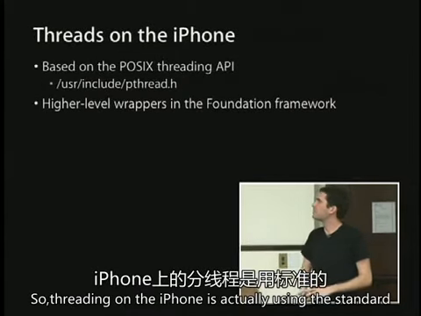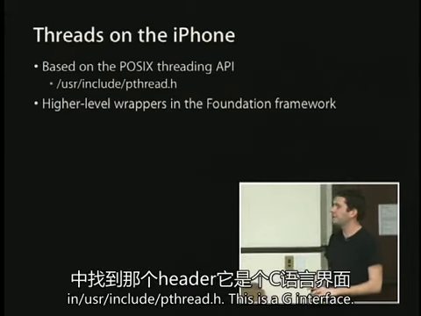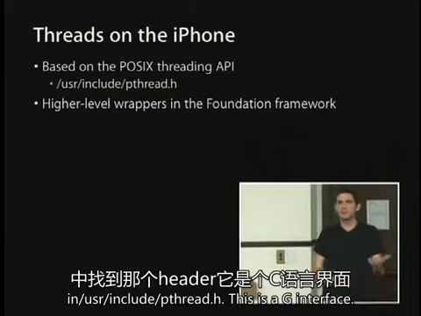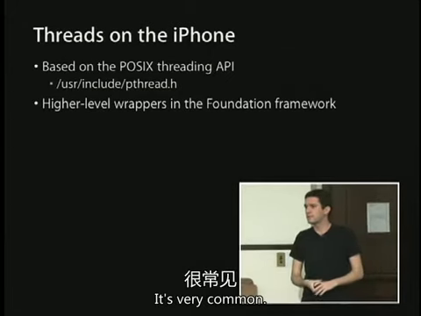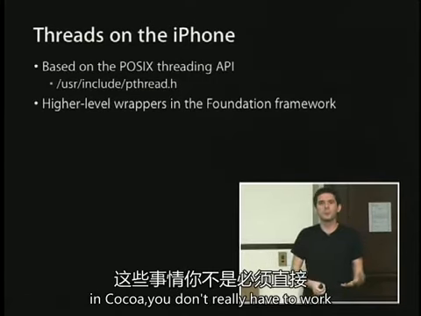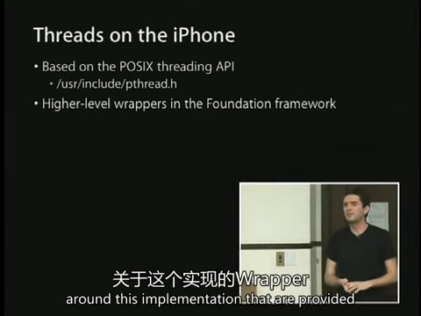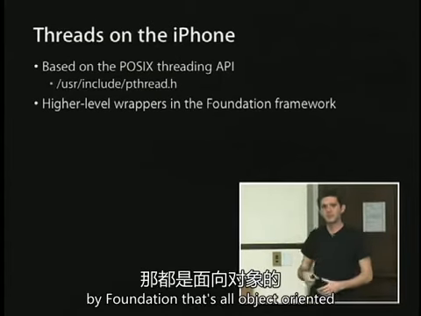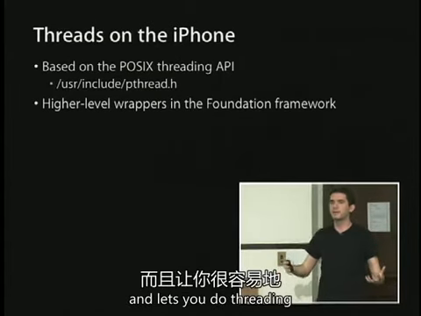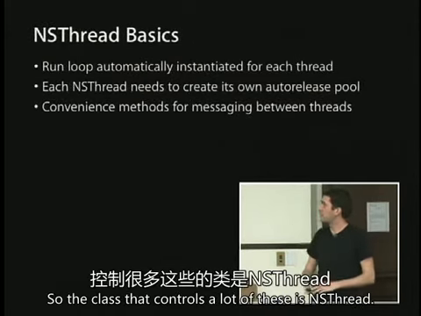So threading on the iPhone is actually using the standard POSIX threading API. You can get that header in user include pthread.h. This is a C interface. It's pretty much a Unix standard. It's very common. But for the most part, when you're dealing with these things in Cocoa, you don't really have to work with the pthread implementation directly. There are some pretty nice wrappers around this implementation that are provided by Foundation. That's all object-oriented and lets you do threading with your objects really easily, actually. It's pretty great.